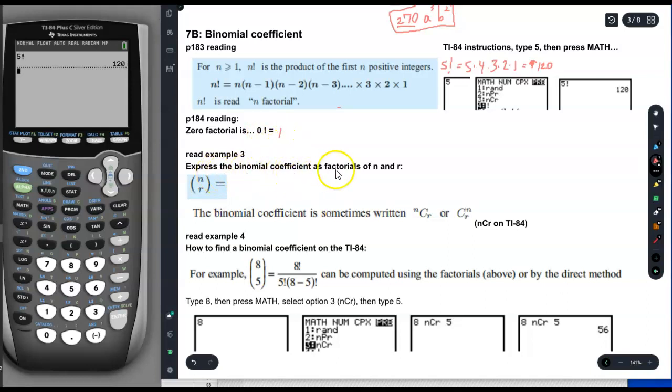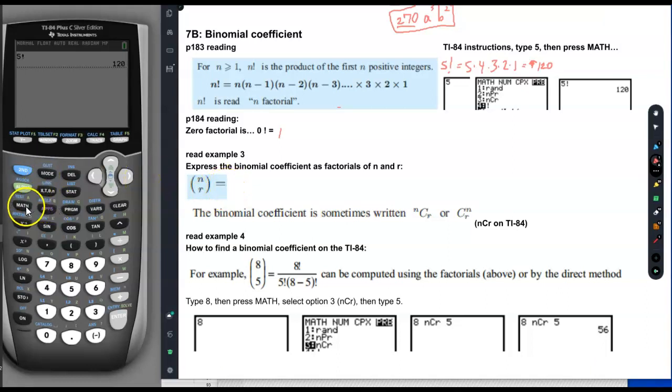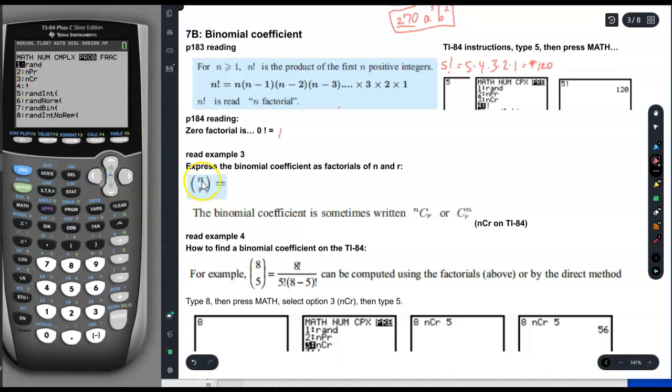Express the binomial coefficient as factorials of n and r. It turns out that you don't need to build up Pascal's triangle to figure out a Pascal's triangle coefficient. You could just use a function called n chooses r, combinations. Where is that? On the calculator, it's located also under the probability menu here, nCr. Okay? Now, nCr is sometimes expressed with these parentheses, with the n on top and the r on the bottom, but on the calculator, it looks like this, nCr.